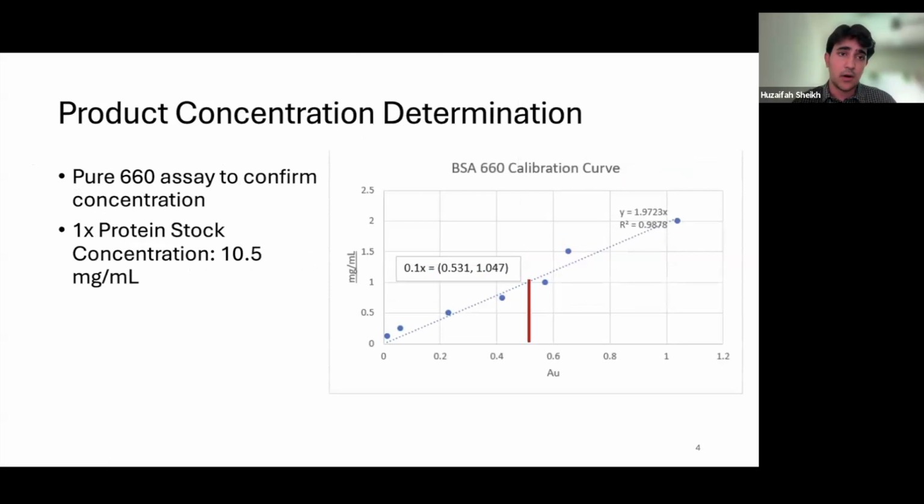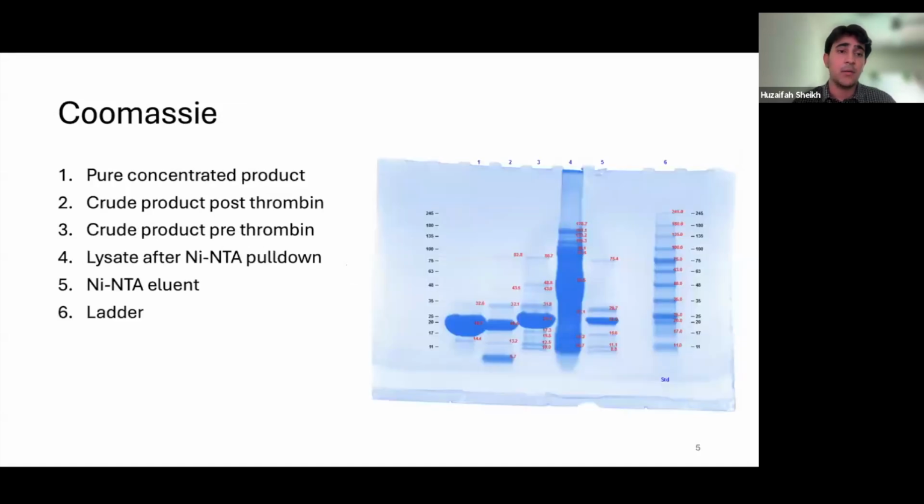So we used our concentration of protein to determine our drug spikes. So we used a Pure 660 assay to confirm concentration using bovine serum albumin, which is our standard. And then we created 1x protein stock at 10.5 milligrams per milliliter. And then we ran a Coomassie to confirm that we had the protein that we intended to have. We used several different steps in the process, including a nickel NTA pull down. We concentrated the product, pooled it using FPLC.